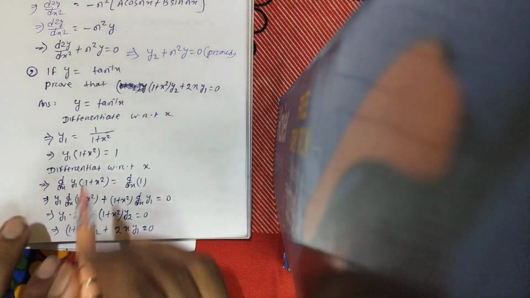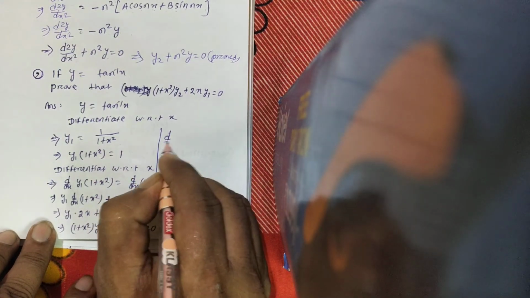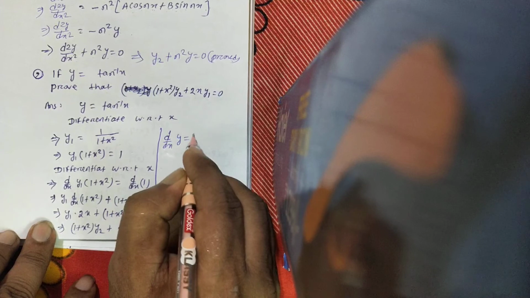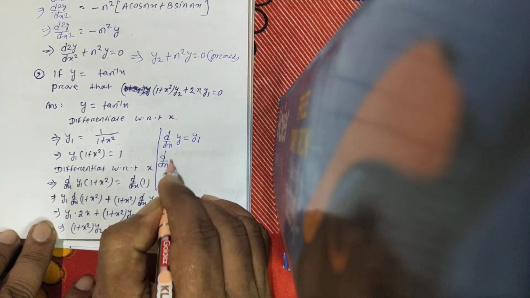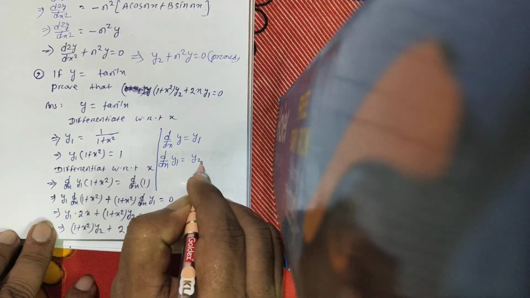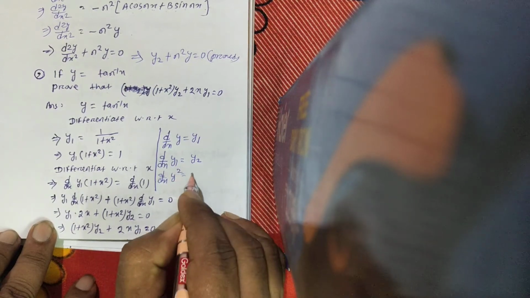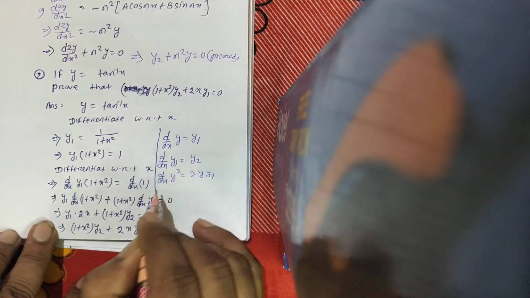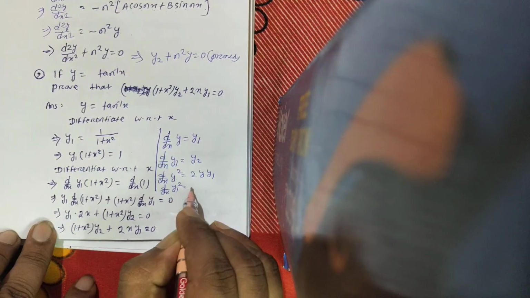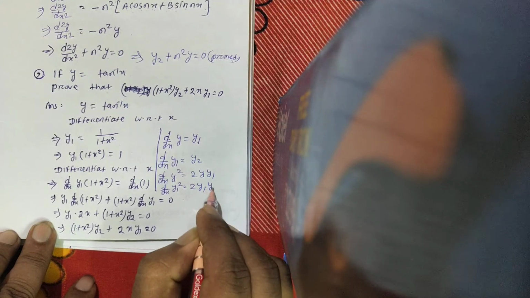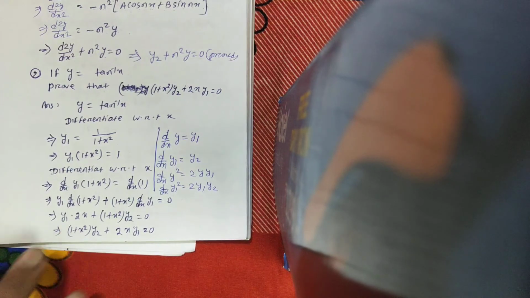Another thing I want to tell you: remember all these things. d by dx of y is equal to y1. This is an important thing to remember. d by dx of y1 is called y2. d by dx of y square will be 2y into y1, and d by dx of y1 square is equal to 2 y1 into y2. Remember these four formulas, it will be helpful for you for some other problems.